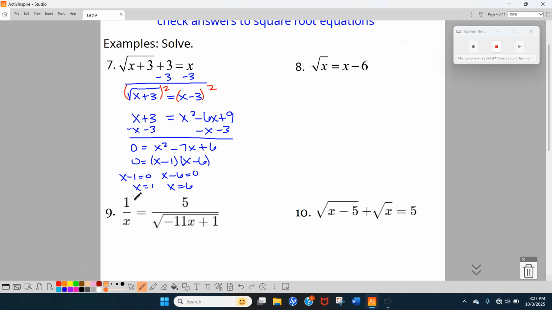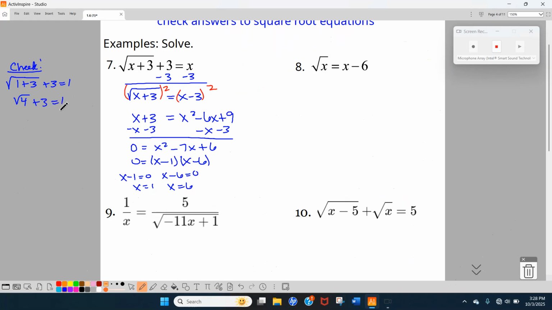All right, so then before we box those, we need to go back and check. And again, that's something that they're going to want to see that you did on your test. So be in the habit of writing it down. So if we're checking for x equals 1, plug in 1 for your x's.